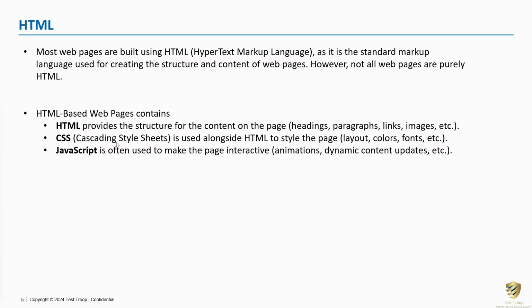CSS, Cascading Style Sheets, is used along with the HTML to provide a style to a page, such as the layouts, colors, fonts, etc. And some web pages also contain JavaScript, which is often used to make the page very interactive, such as animation, dynamic content, updates, etc.